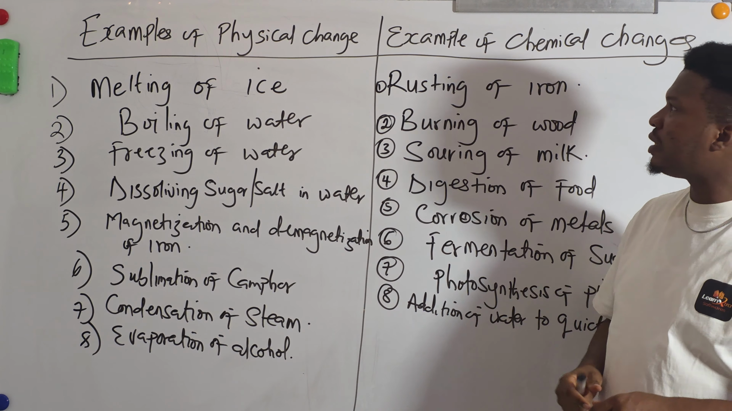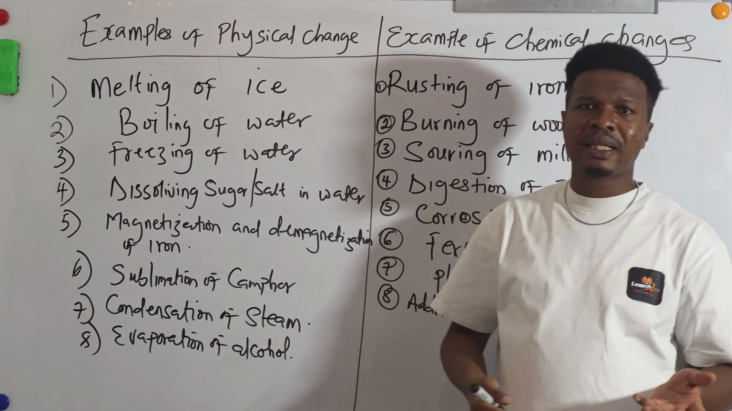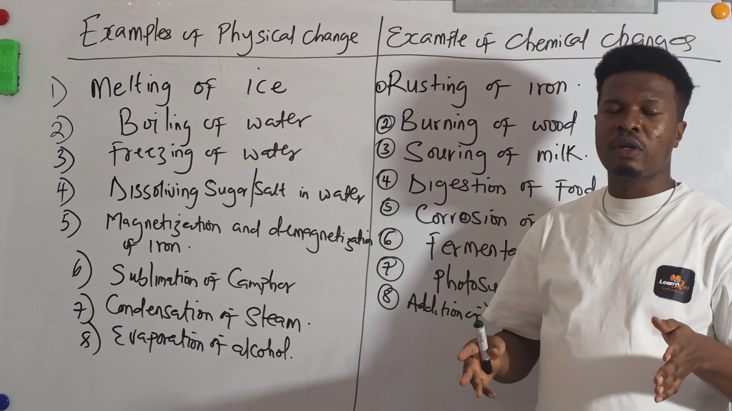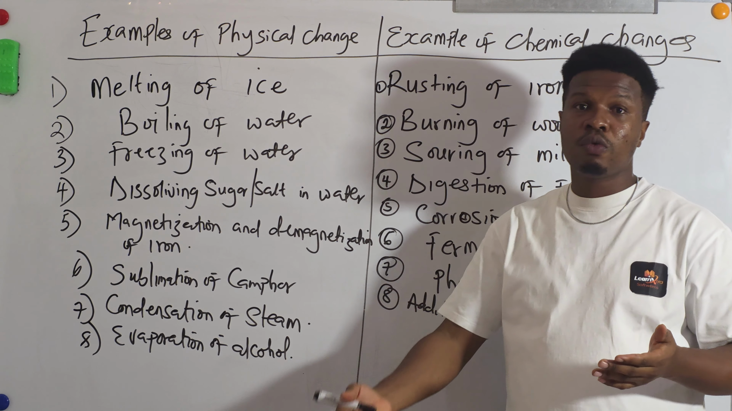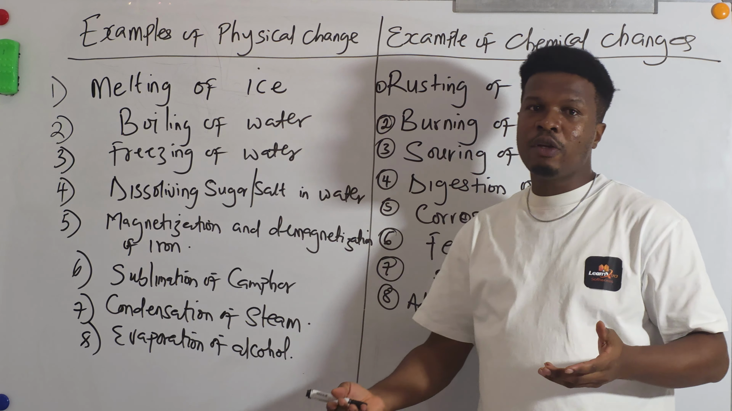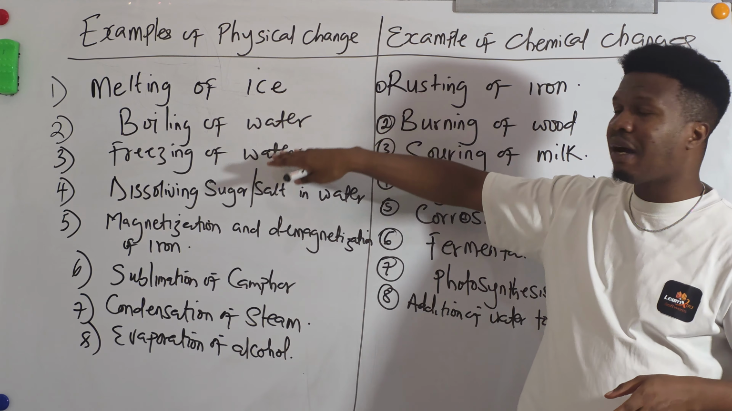So why do we say it's a physical change? The example is melting of ice. Melting of ice is a physical change because you can still freeze it back. It's a reversible process. Melting of ice will give you water in a liquid state, and you can still freeze it back. So melting of ice and freezing of water are physical changes.